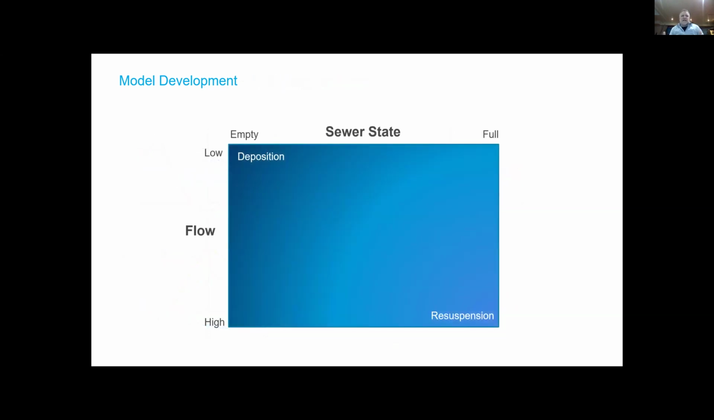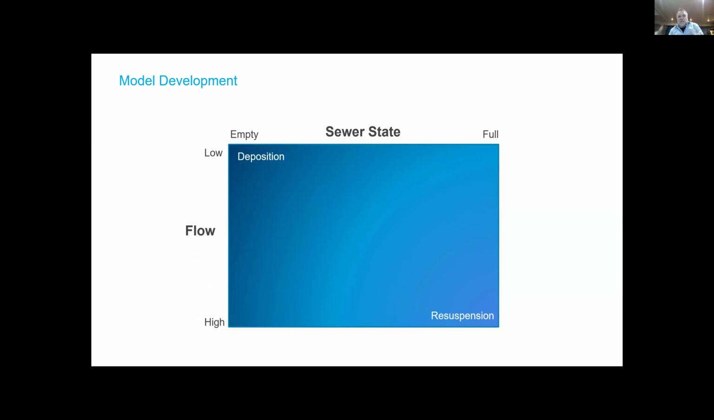So what do you end up with at the end of the day? What does the model look like? This is basically a representation of the model. I don't know if the colors come through perfectly for you people, but basically it's a three-dimensional model where if the sewer state is full, such that no more material can be deposited in the sewer, a low flow continues to slough material to the treatment plant. And if the sewer is empty, then you get deposition at the same flow.